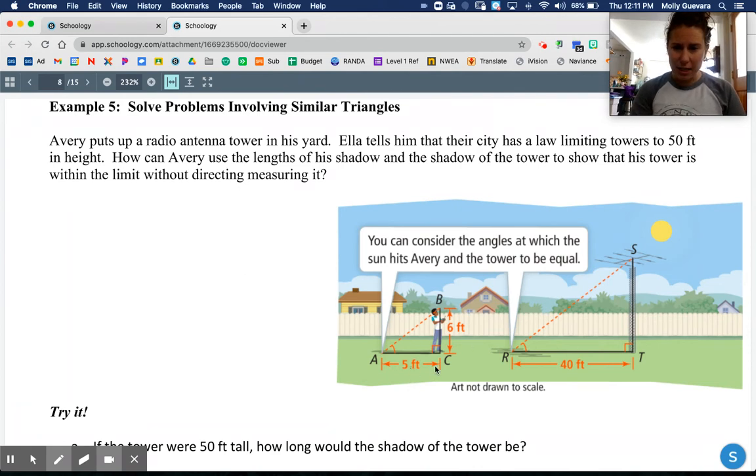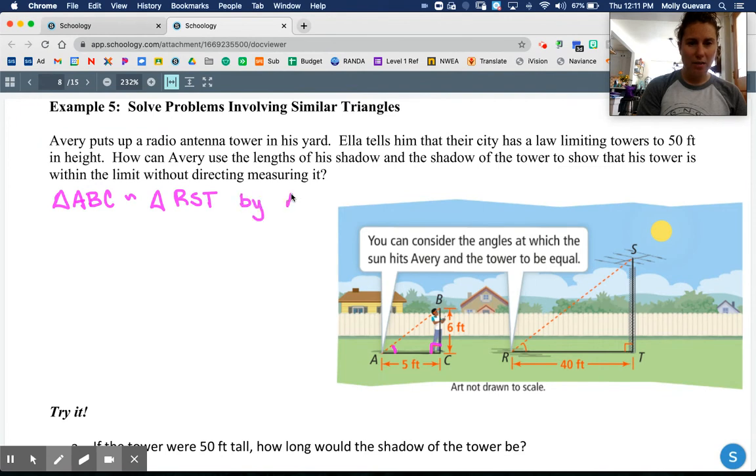So I'm looking here, and I have two triangles that are similar because of angle, right? Here's this, and then here's this. So I can say that triangle ABC is similar to triangle RST by angle. So that's good. I know these two triangles are similar. So since they're similar, their sides are proportional.